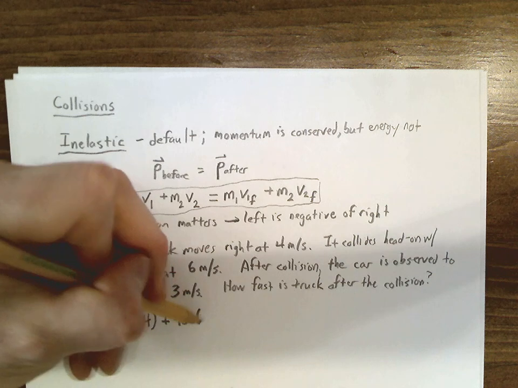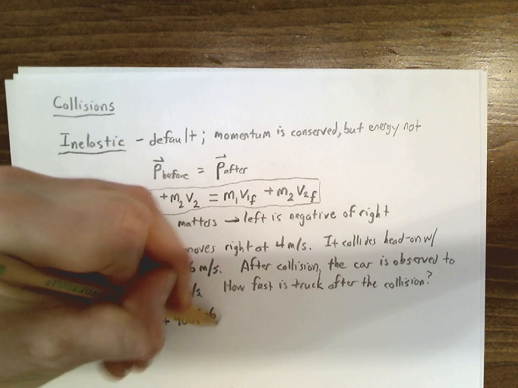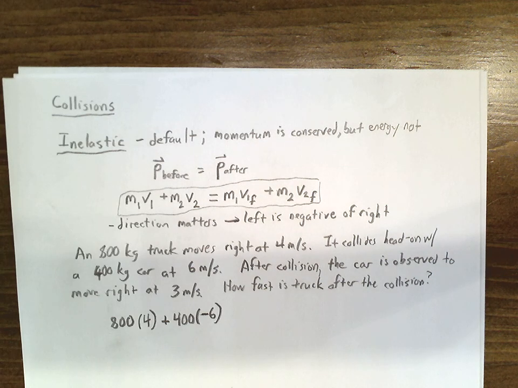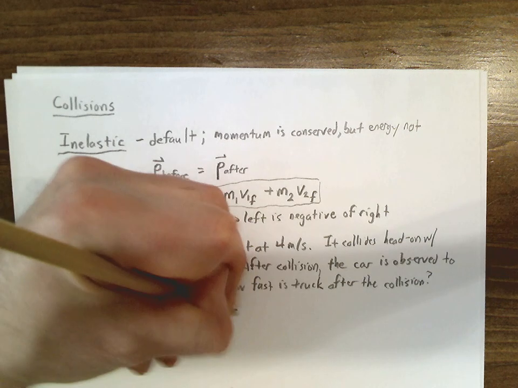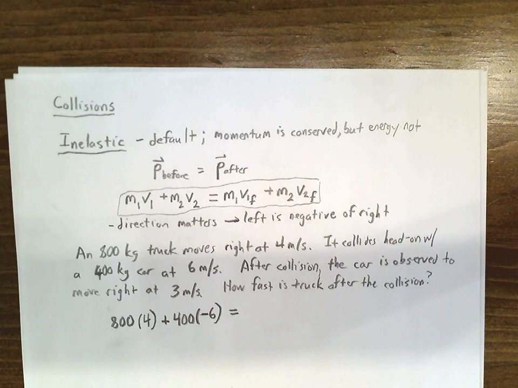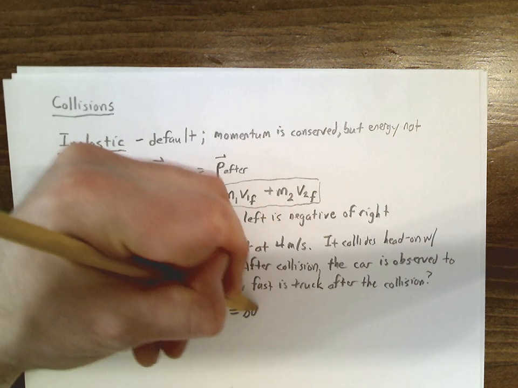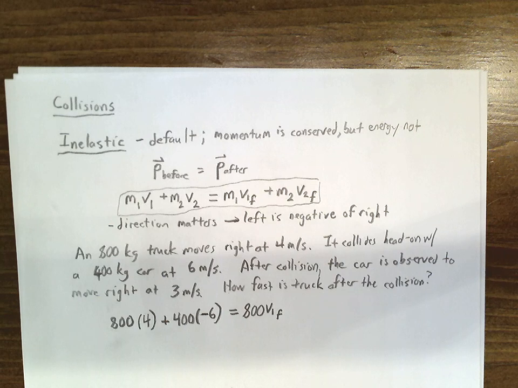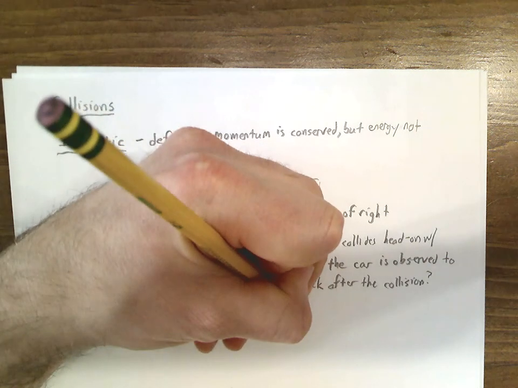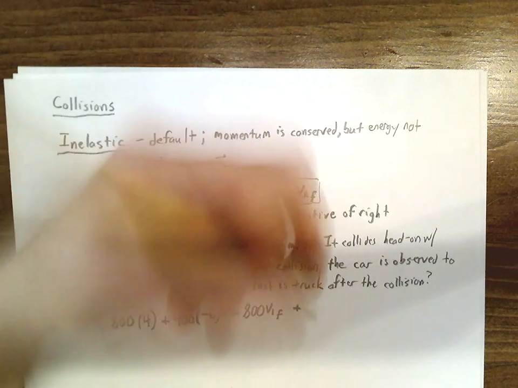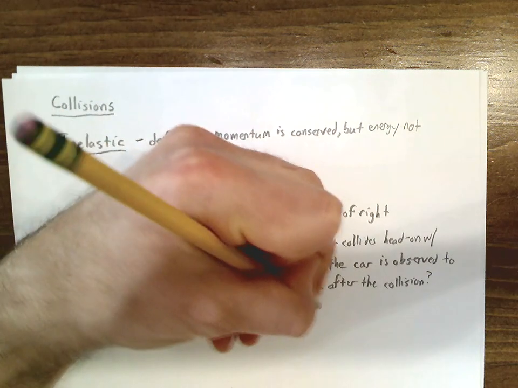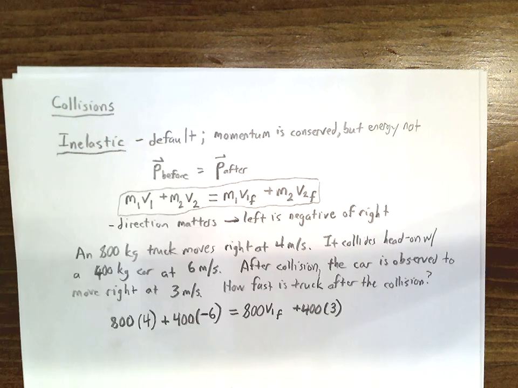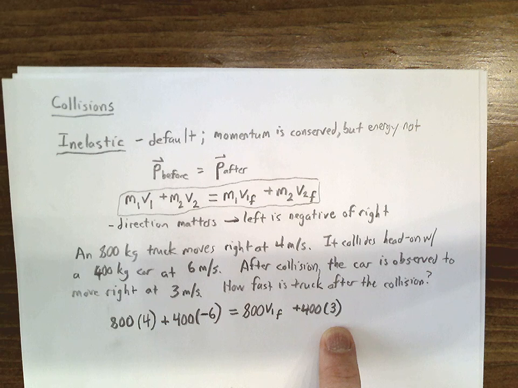So we don't put 6, we put -6. And we've filled in all the information for the before side of our equation. Now we're going to write our equal sign and do the same thing for what we can for the after side. Our 800 kilogram truck, we're trying to find its final velocity. So we leave V1 final as a variable, and we're going to add to that 400 times 3. It says we're going to the right, so we leave it as a positive value.